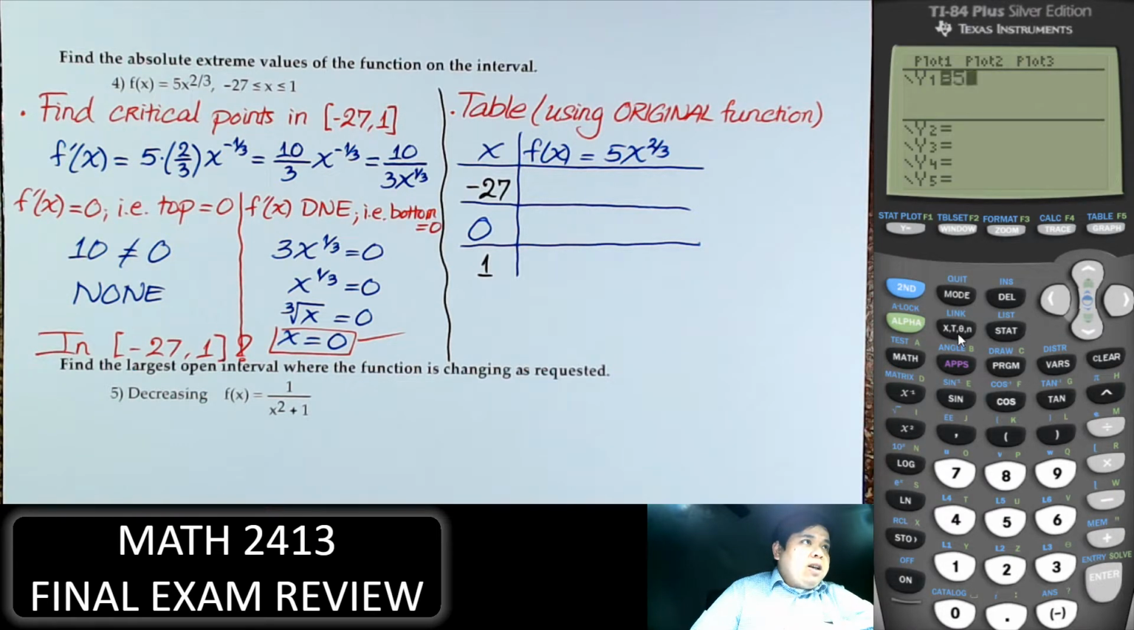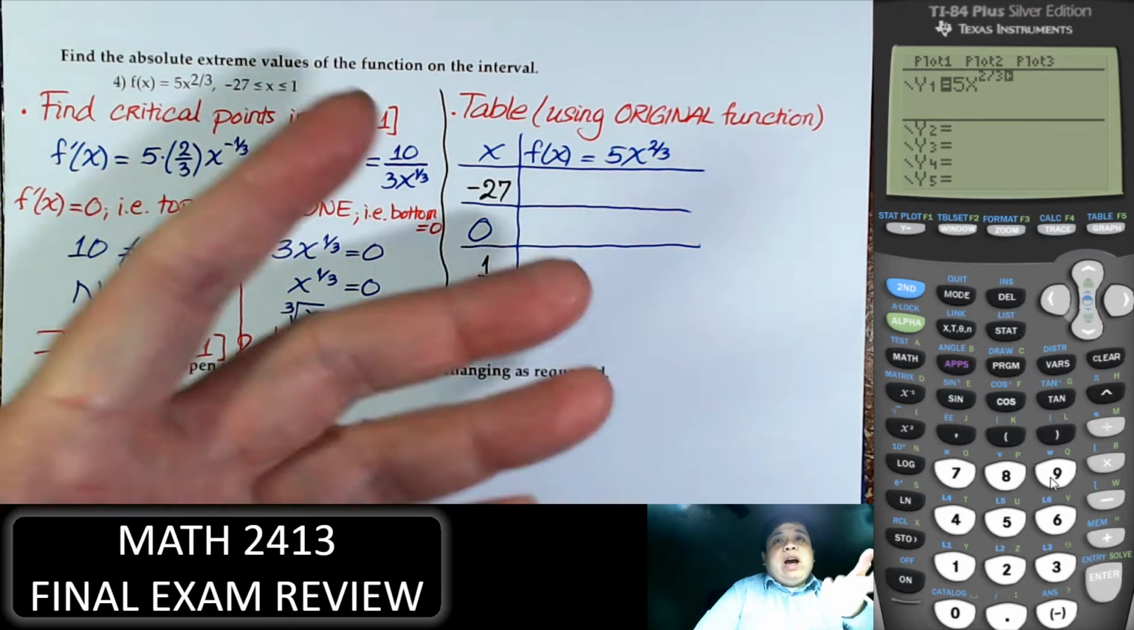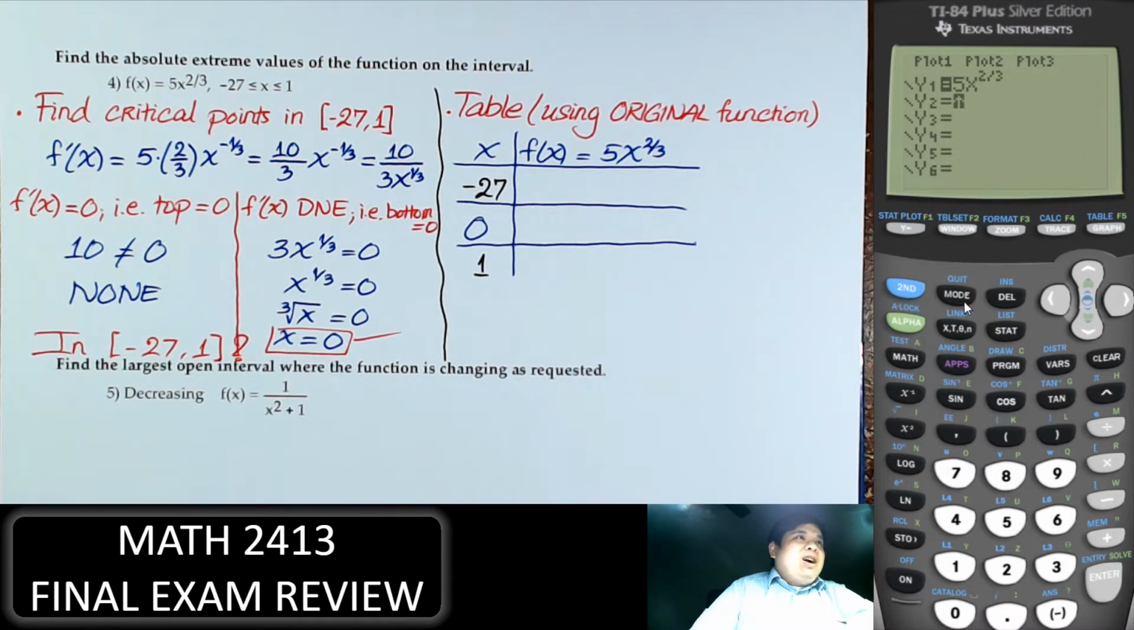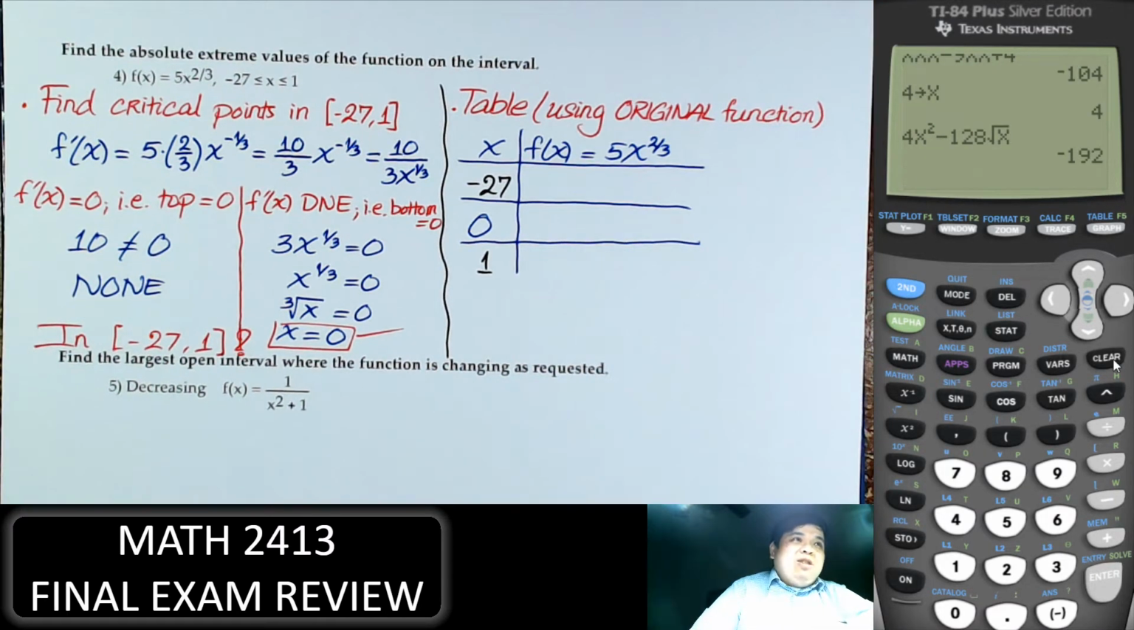Please say 5x to the 2/3. There are a lot of different ways to do this. We can store the number into x and evaluate. I do this differently every time, so you see there's a lot of different ways to do this. So enter everything in y1, if you want to say y variable y1, and evaluate -27. That works.